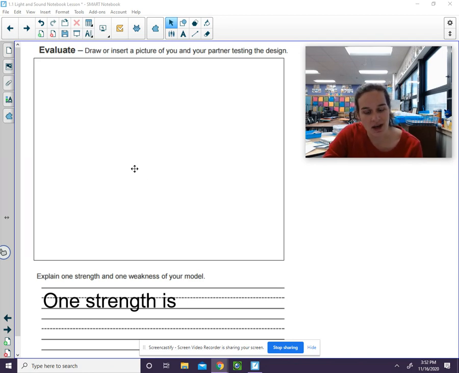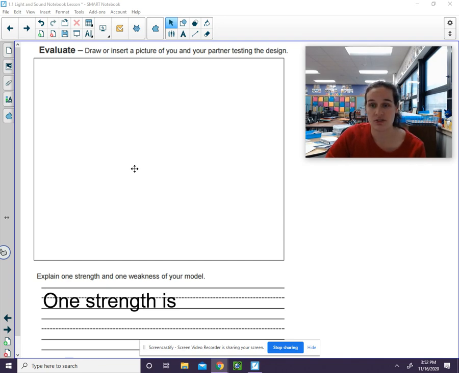Then, after you do that, we are on our 4th step, which is the evaluate stage. So for the evaluate stage, I need for you to ask a parent or a sibling or a grandparent to go in another room. And we are going to pretend that being in another room is like being lost in the woods. And we want to see, can your communication device let them know where you are?